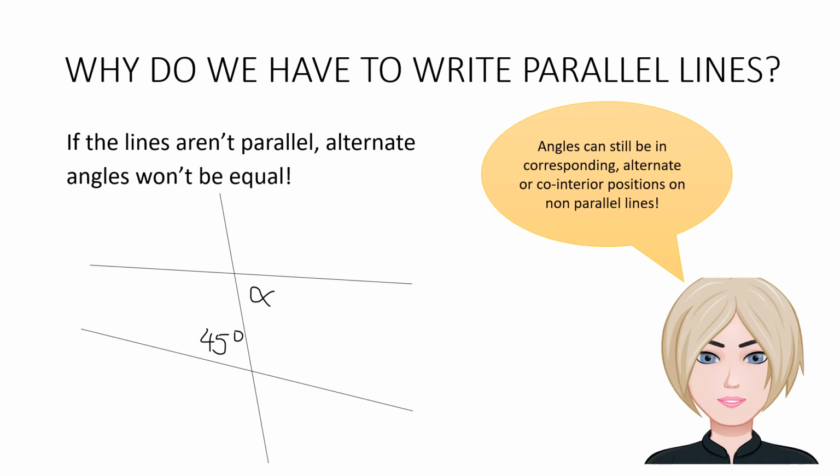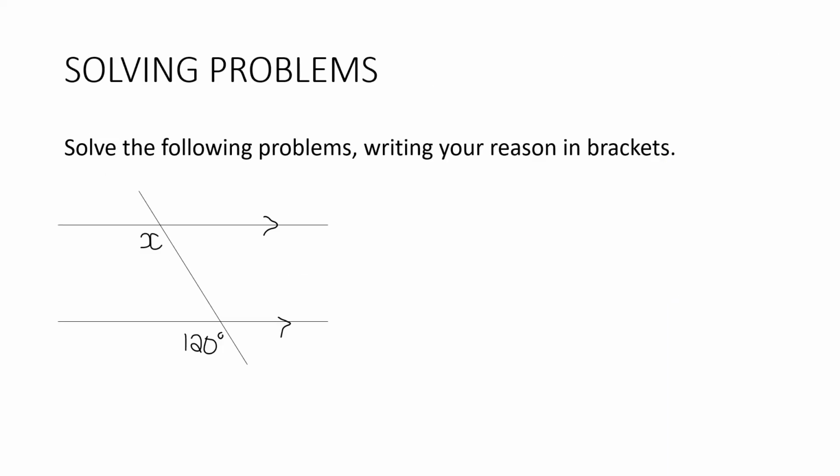And here's the thing. Angles can still be in corresponding, alternate, or co-interior positions on non-parallel lines. It just means that corresponding and alternate angles won't be equal, and co-interior angles won't add to 180 degrees. So let's try this one.